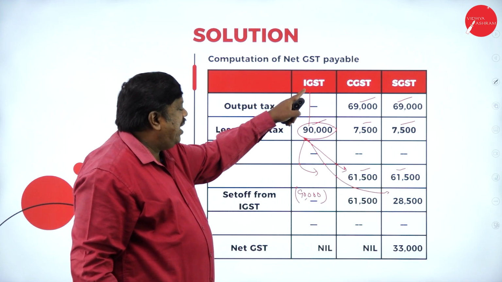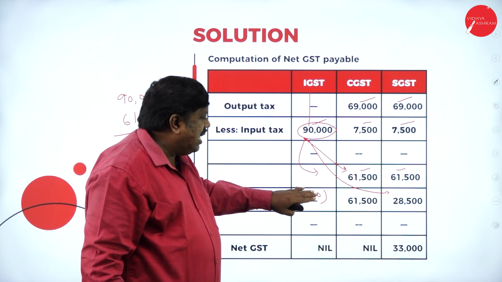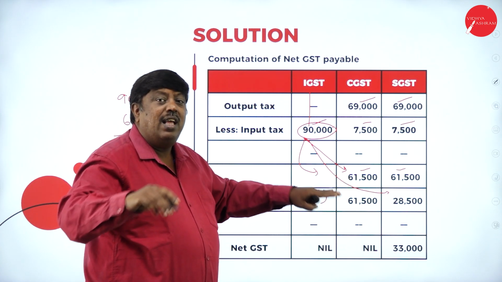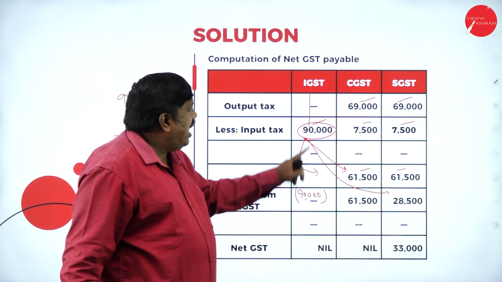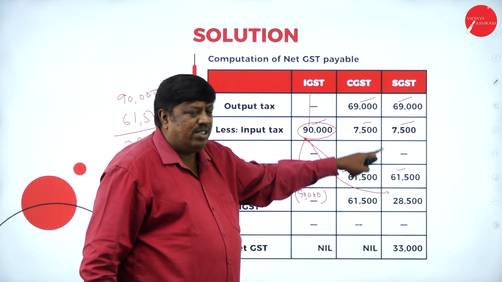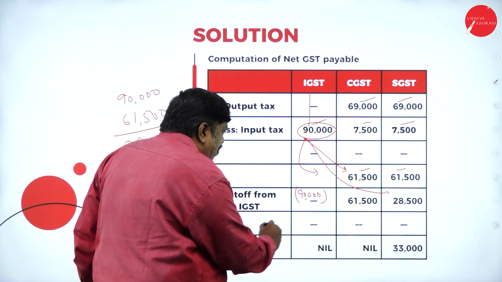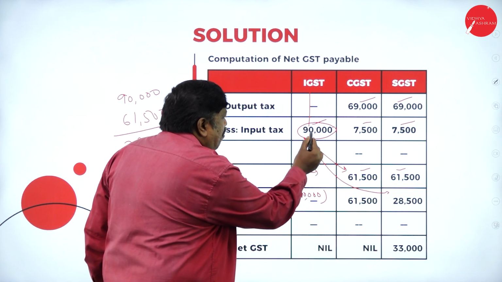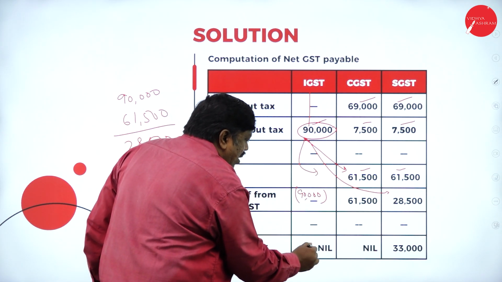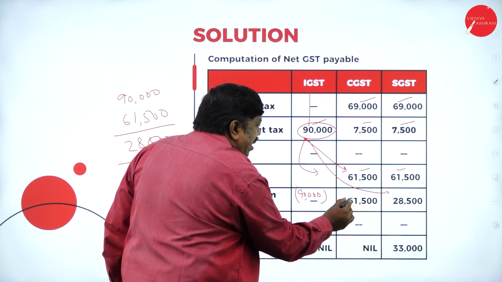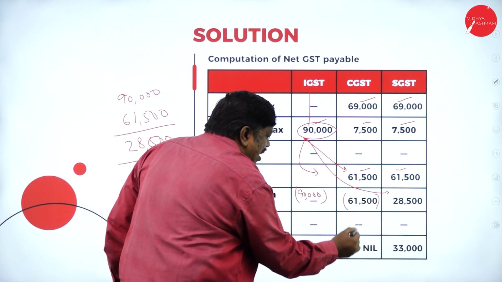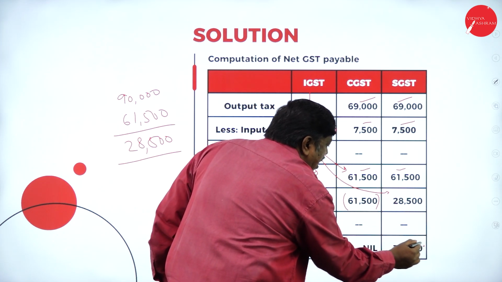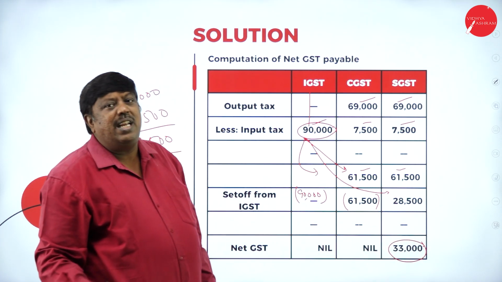The first preference will be given for IGST. Nothing is available. The second preference is for CGST. Whatever the amount we have, the full amount will be set off. And the third one, the remaining, with the SGST. Now, the tax payable we are going to calculate in such a way that 90,000 minus 90,000 is 0. Nothing is here. 61,500 minus 61,500 will be 0. 61,500 minus 28,500, remaining 33,000, I have to pay as tax to the government.